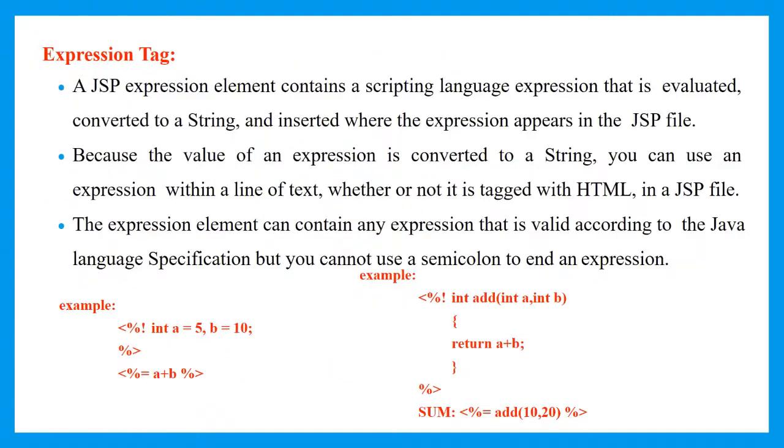Tag is expression tag. The JSP expression element contains a scripting language expression that is evaluated, converted into a string and inserted where the expression appears in the JSP file. Mainly this tag is used to perform an operation such as calling a function or evaluating a variable or an expression. Because the value of the expression is converted into a string, we can use an expression within a line of text, whether or not it is tagged with HTML in the JSP file.